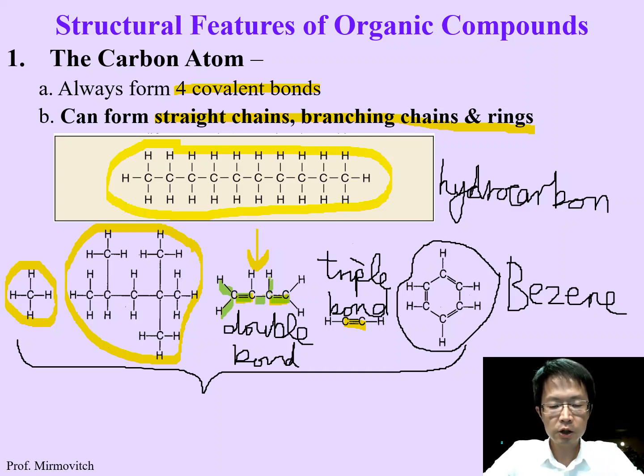So each carbon forms 4 covalent bonds, but in this case, 2 covalent bonds are in the form of double bond. Similarly, the carbon here also forms 4 covalent bonds, 1 covalent bond here, and then 3 covalent bonds here. So the triple bond counts as 3 covalent bonds.